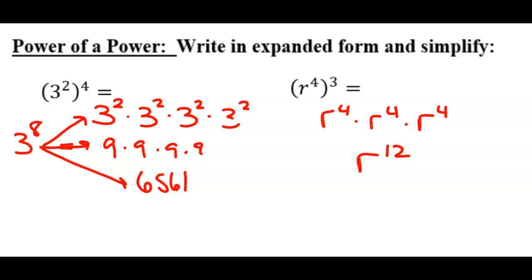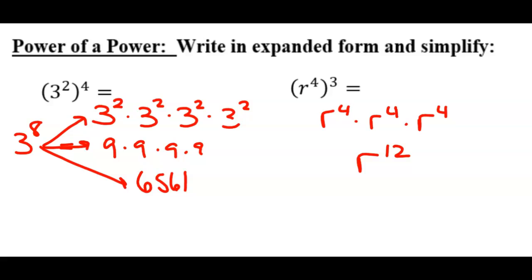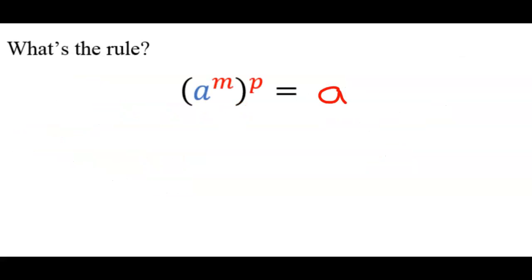Okay? So let's make a rule because rules are easier. What's my base here? A. A to the M power. Go back over here for a second. What do you notice about these numbers? They're being multiplied. So my base is A, and I'm going to multiply.